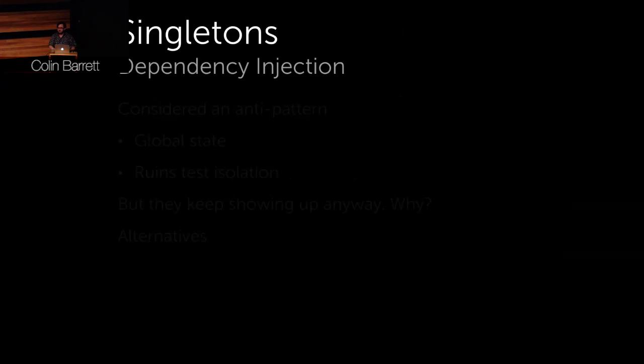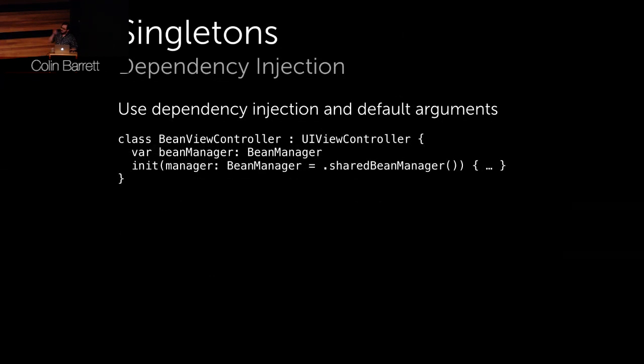So let's look at one of those right now. And I don't claim to know as much about dependency injection as Veronica. But I've seen this pattern, where we use default arguments to set up a sort of dependency injection for a singleton.